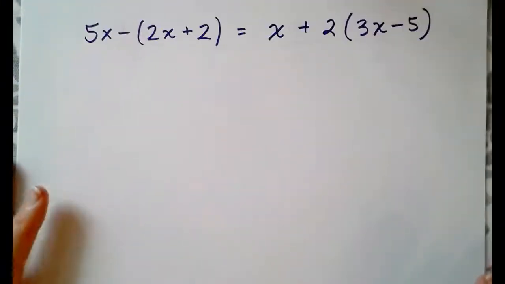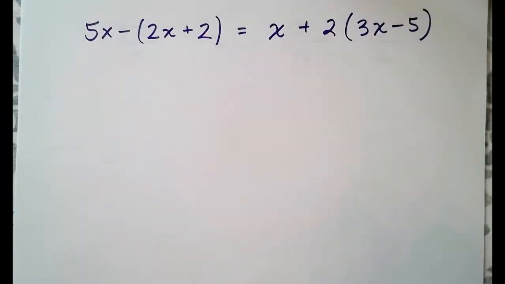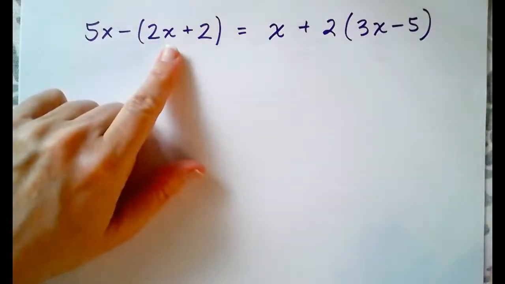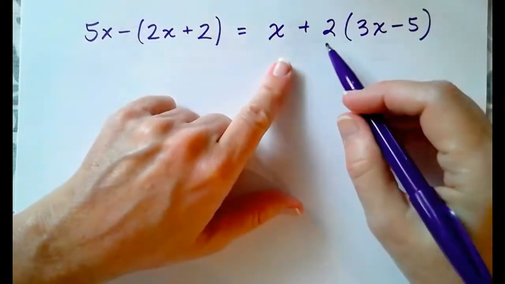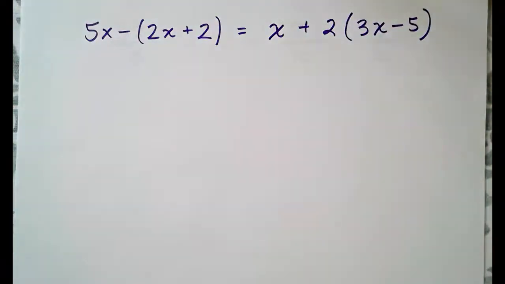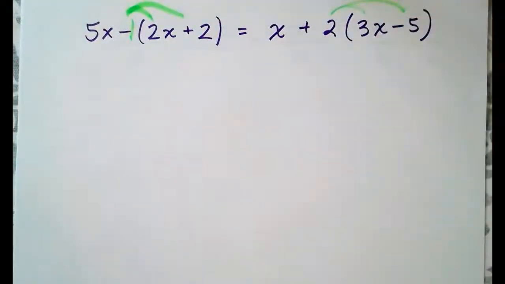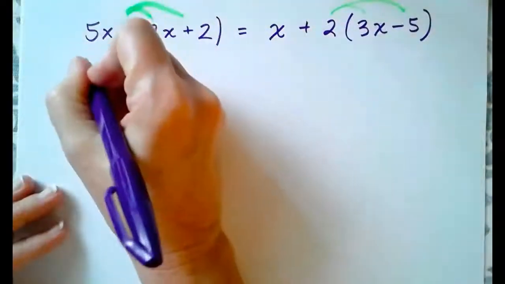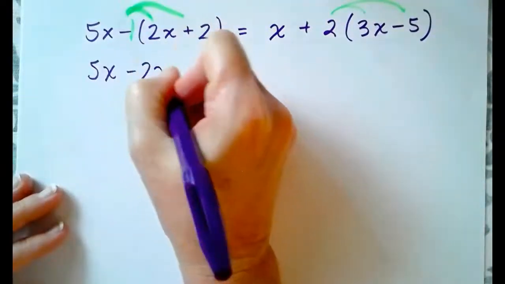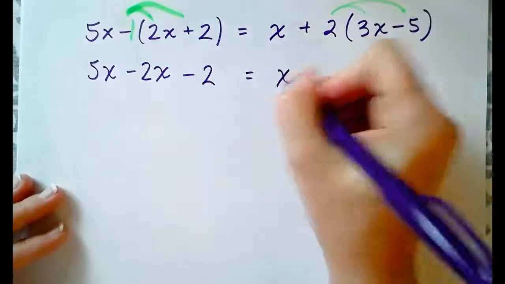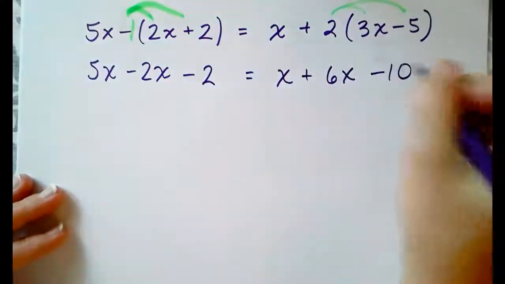So our first equation is pretty simple. 5x minus 2x plus 2 equals x plus 2 times 3x plus 5. And we have all sorts of different properties that allow us to solve equations. So we're going to start using them. You learned them in Algebra 2. So first thing we've got to do here is utilize the distributive property, and we need to follow the order of operations to get rid of these parentheses. So 5x minus 2x minus 2 equals x plus 6x minus 10.